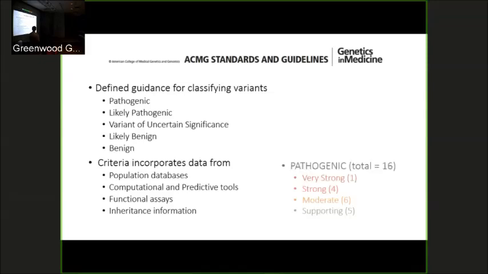Within these categories, we then apply these criteria, which can be supporting, which is quite weak, up to very strong. Everything that I've talked about today falls into this category of computational and predictive tools. And as far as how it contributes to our classification, we only get one sort of wimpy supporting piece of evidence that we can apply with those tools.